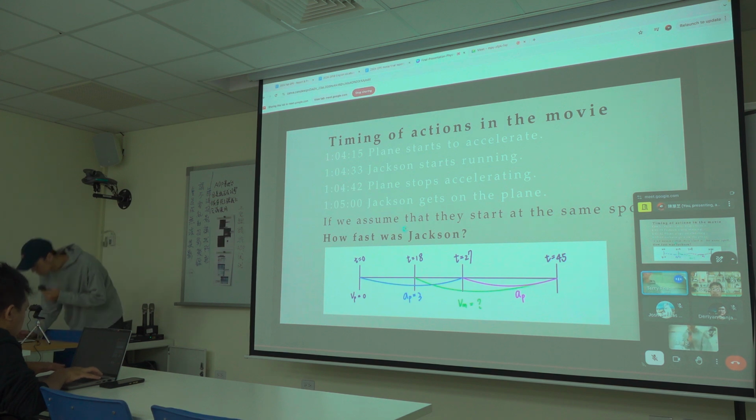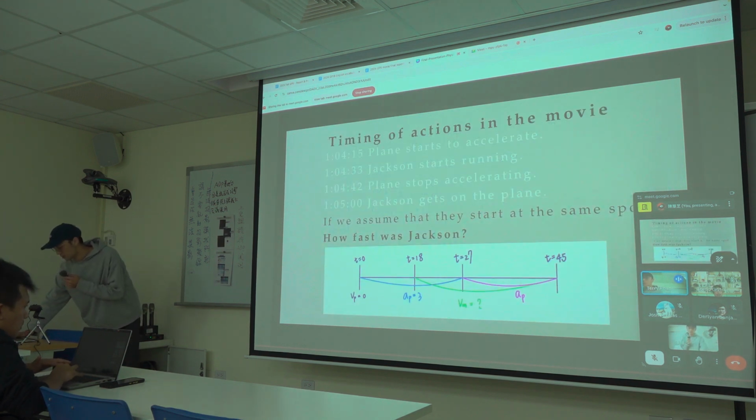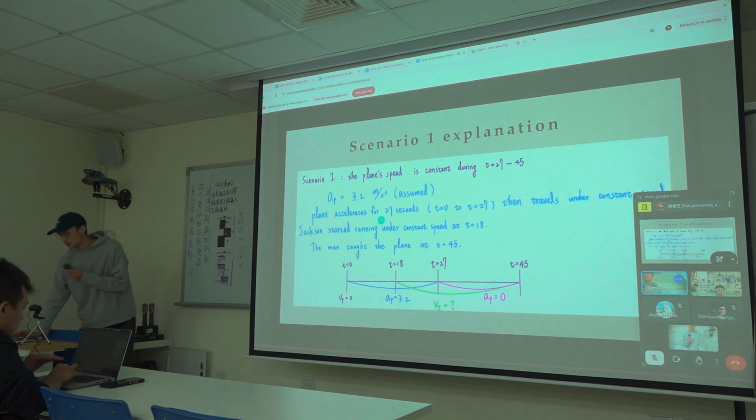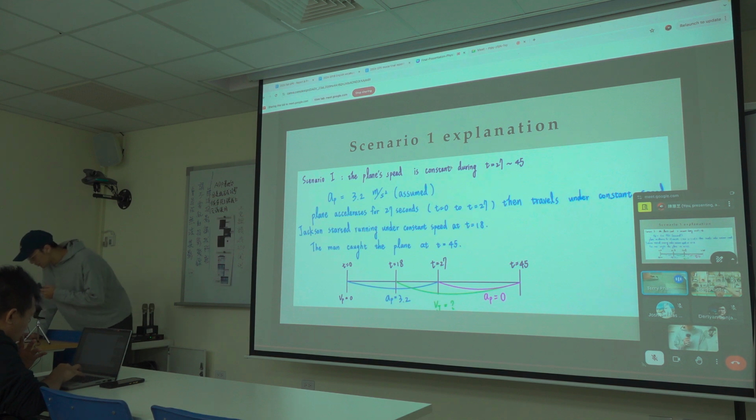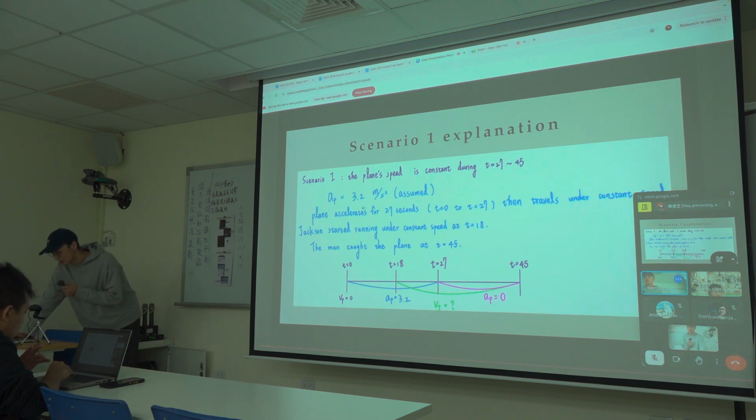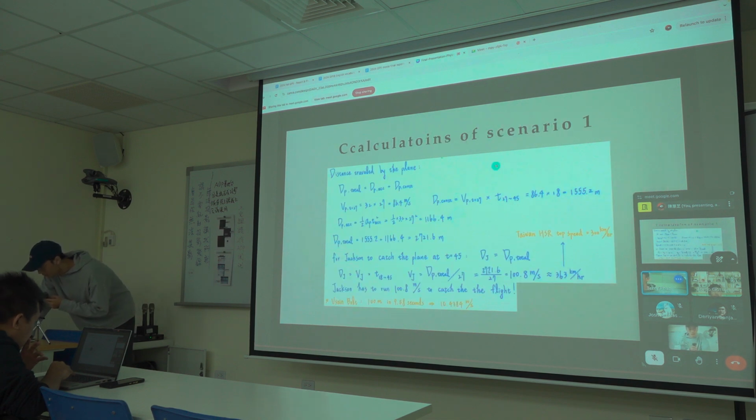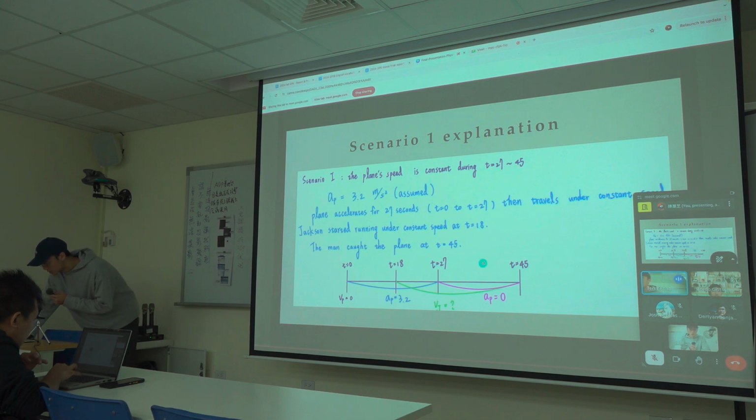And then for the calculations, I assume that they start at the same line, so it will be easier for Jackson to catch the plane. Okay, so in scenario 1, I didn't consider the friction here. The friction will be considered in scenario 2. So I assume the acceleration of the plane will be 3.2 meters per second squared, and then it will travel at constant speed from the 27th second to the 45th second.